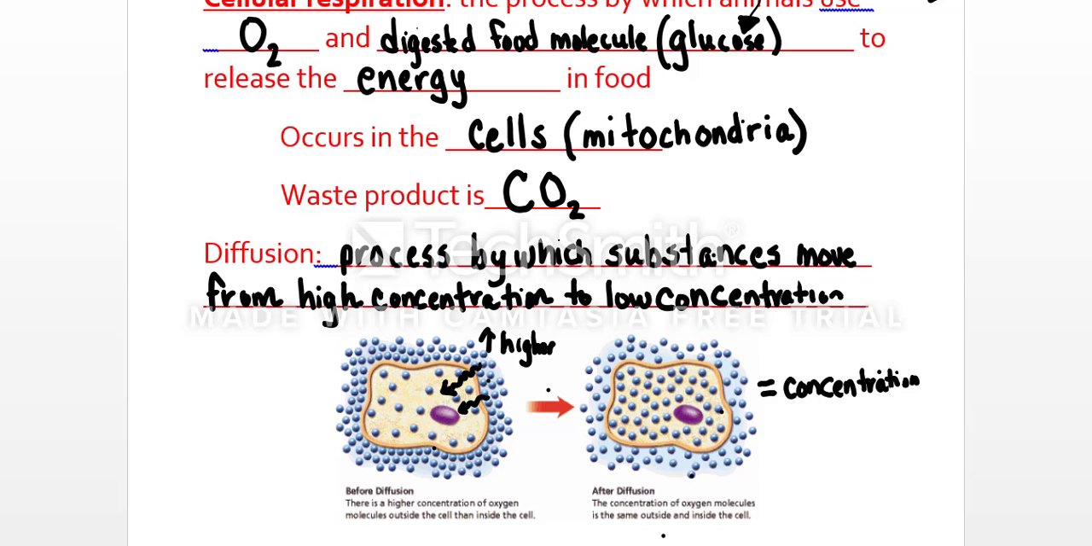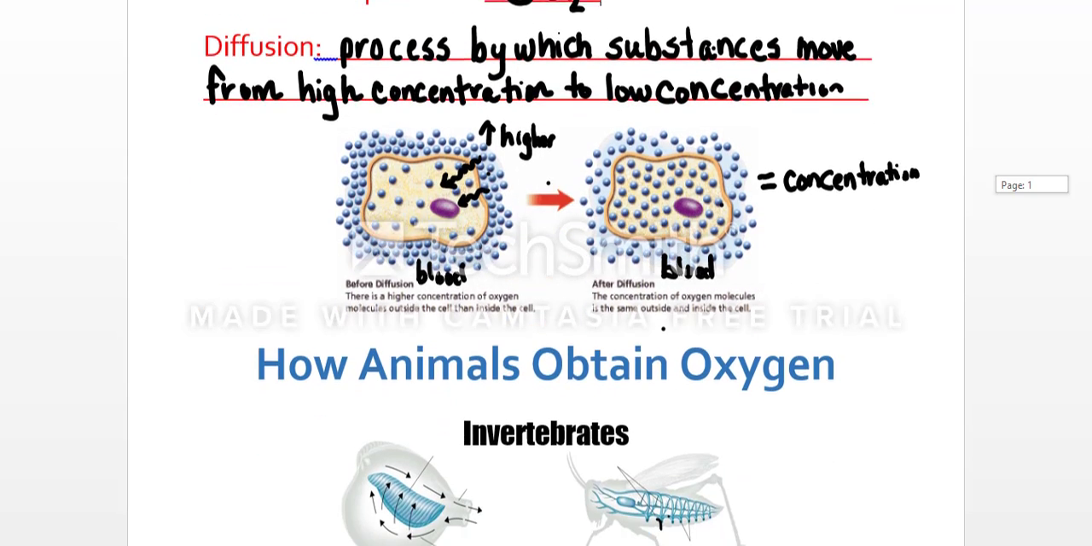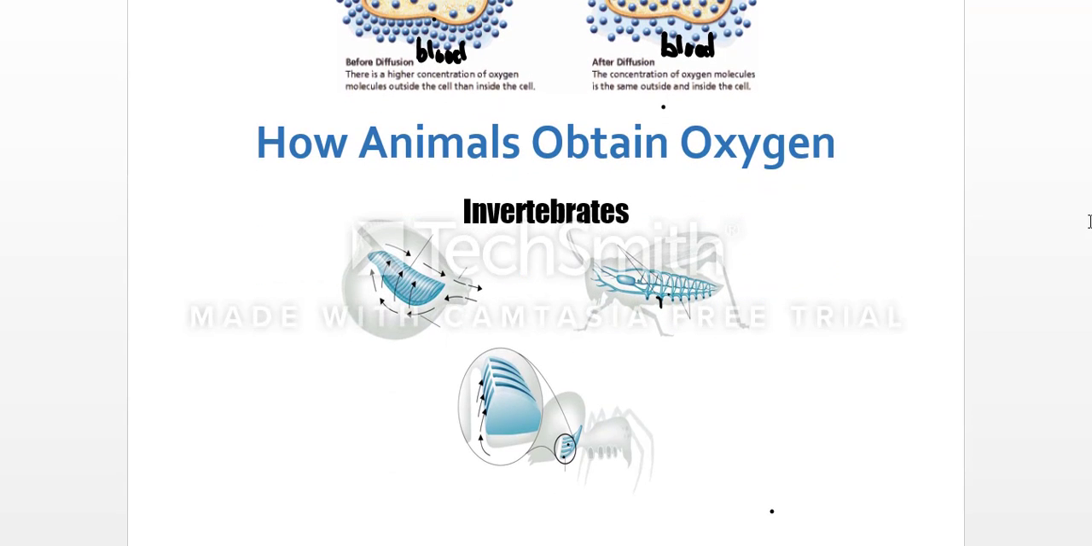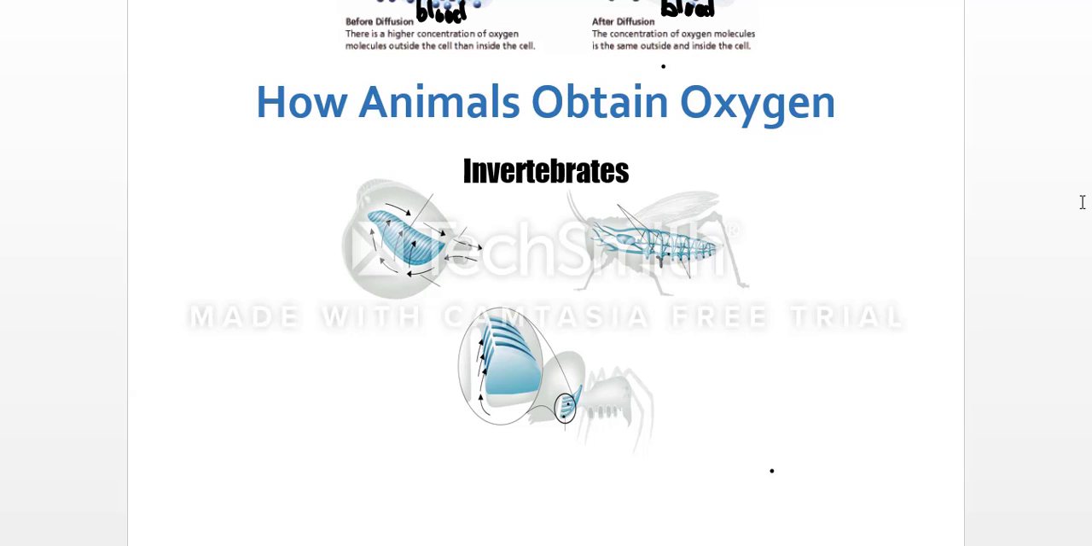And the process by which carbon dioxide leaves is the same. There would be a lot of CO2 molecules inside the cell, fewer outside of the cell in the blood. And remember, what's outside of the cell is the blood, right? So they move from a higher to a lower concentration. So that's the process of diffusion, and that's how molecules get into and out of your cell for the process of cellular respiration. Okay.